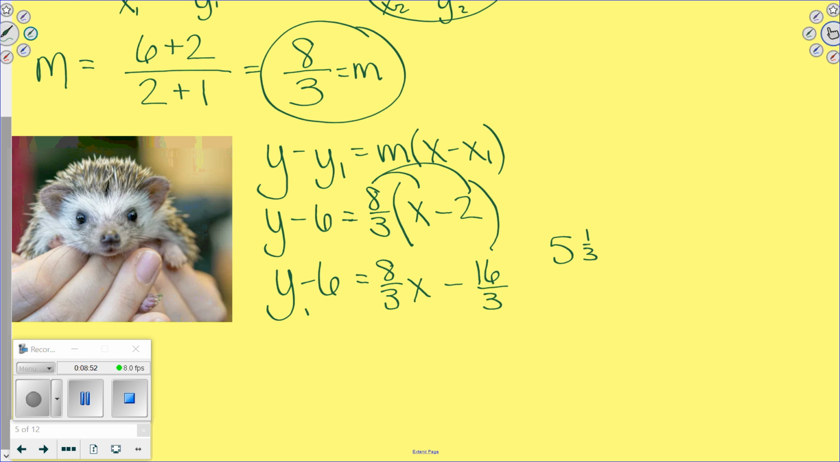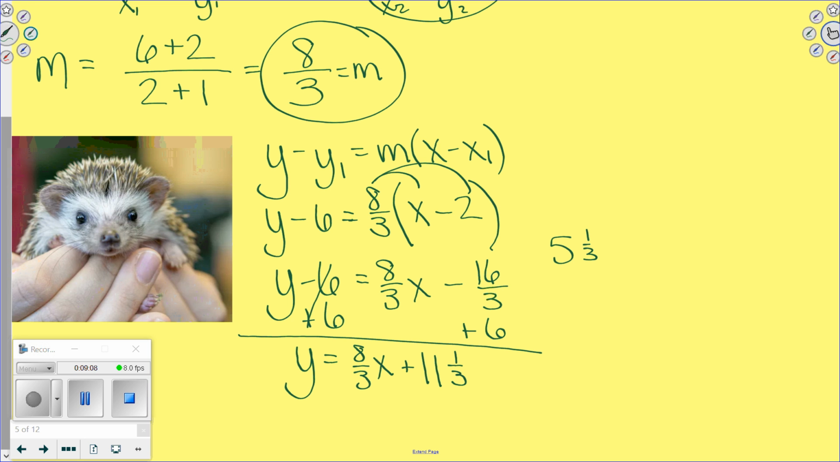All right, and then to finish, we add 6. So we get 8/3 x, -16/3 plus 6. That's going to be 11 1/3. That's the easiest way to write that one. Again, guys, with the fractions at this point in your math career, grab a calculator, type it in, please. Don't be lazy, just type it in. All right, so will you get answers that are ugly? Yeah, it happens, okay? And if you get ugly answers, that's all right, just roll with it.